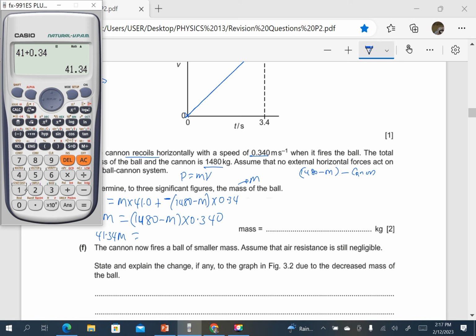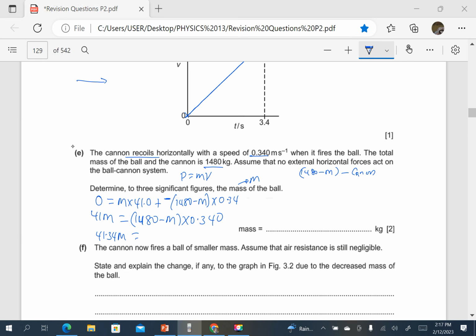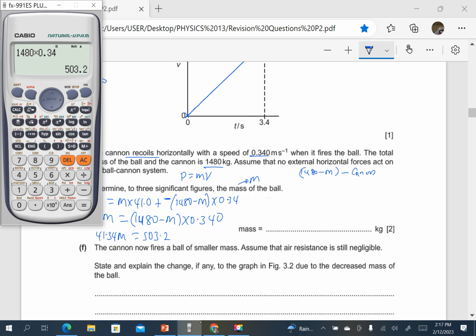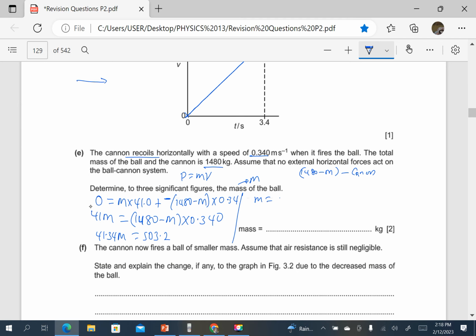On the right hand side, I'm going to have 1480 times 0.34. I'm opening that bracket by multiplying everything by 0.34. So this side I have 503.2. Now I divide both sides by 41.34. That is 12.17 or 12.2. So the mass is 12.17, or approximately 12.2, because they said to 3 significant figures. So this is 12.2.